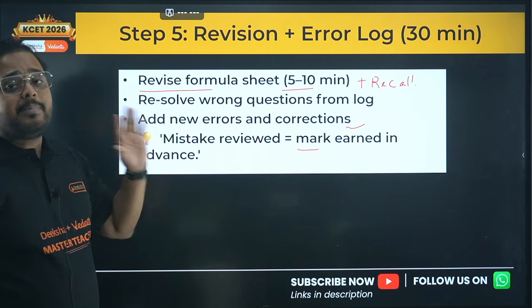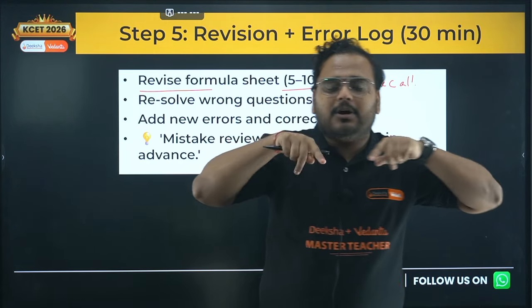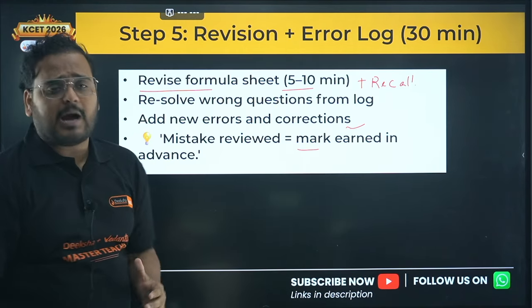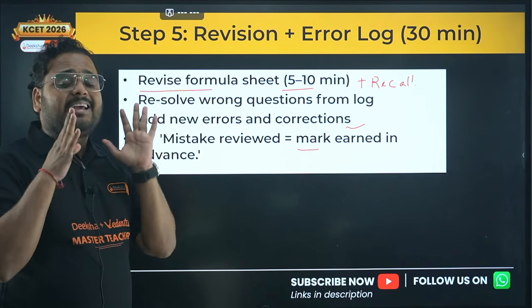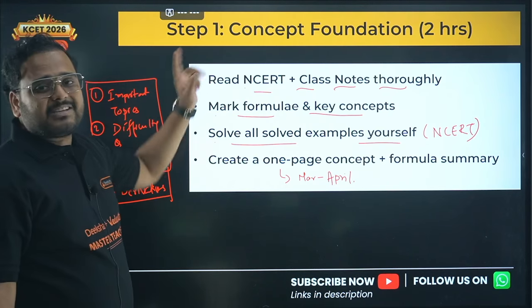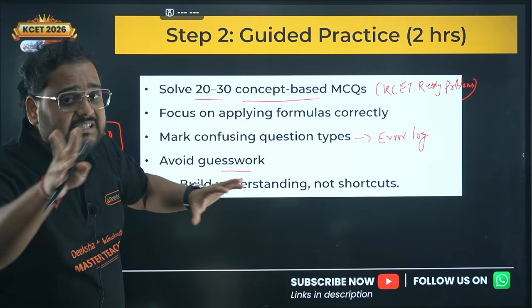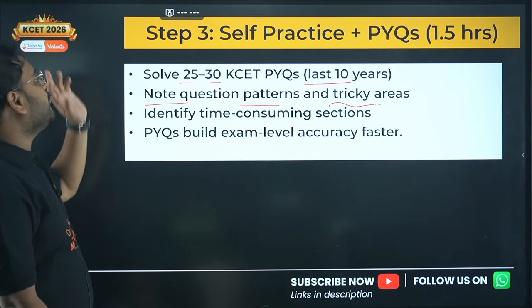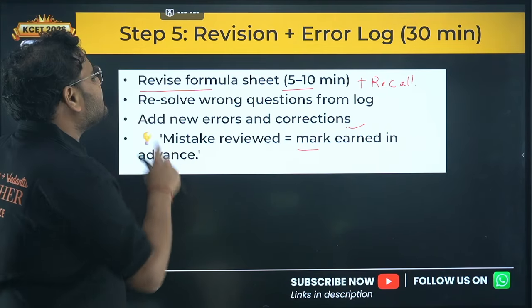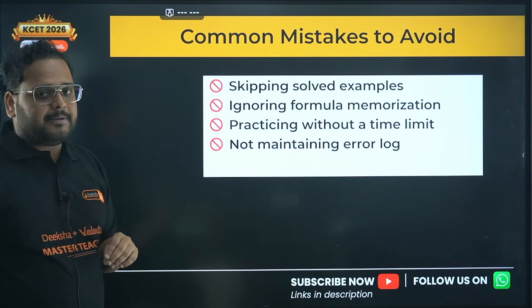So this is your step 5. I know it feels like too much, but actually it is a whole story of how to master a chapter in 5 simple and easily followable steps. I'll repeat one more time. The first step was to build the concept. The second step was to practice concept-based questions, easier ones from NCERT or DPPs that I'm going to give you. Step 3 was PYQ, step 4 was a small test, step 5 was the error log, and the last is the common mistakes to avoid.